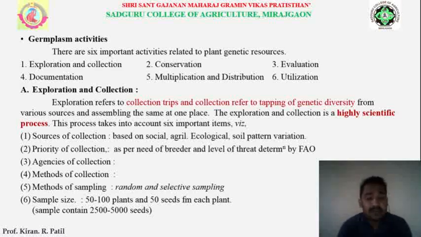And what is the amount of sample, or sample size? So 50 to 100 plants and 50 seeds from each plant. It may be the hybrid, it may be the size of the collection or the size of a sample. Due to this, one sample can contain around 2500 to 5000 seeds.